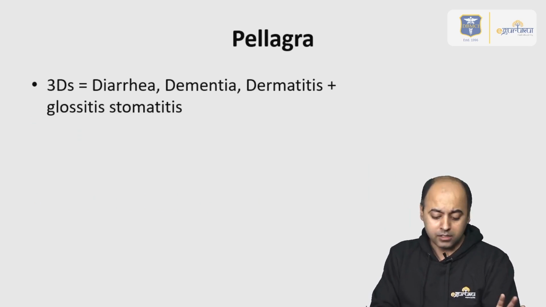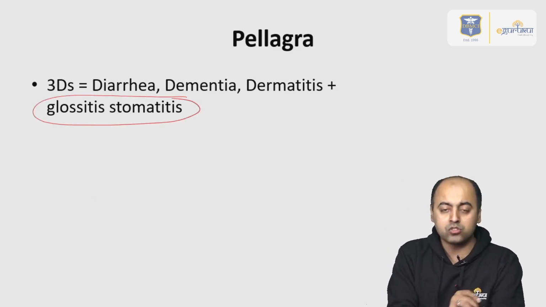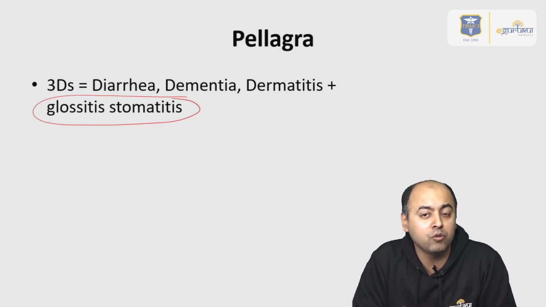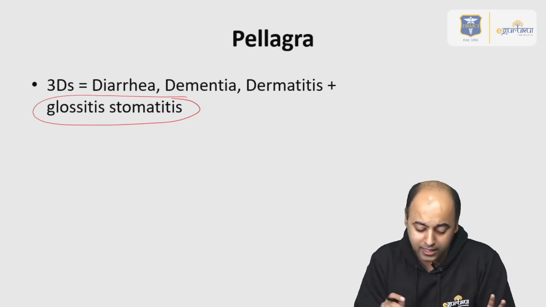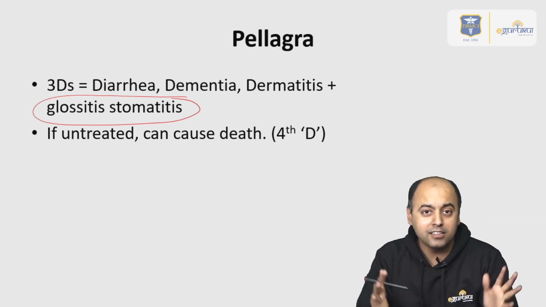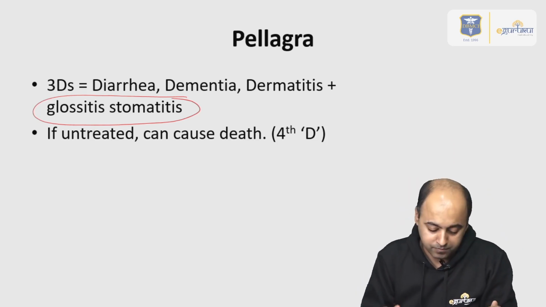The 3 Ds: diarrhea, dermatitis, dementia, and you can also have the glossitis. This glossitis resembles the glossitis in ariboflavinosis. B2 deficiency also has the glossitis and stomatitis. If untreated, the 3 Ds will merge to form a big D. This big D is death.